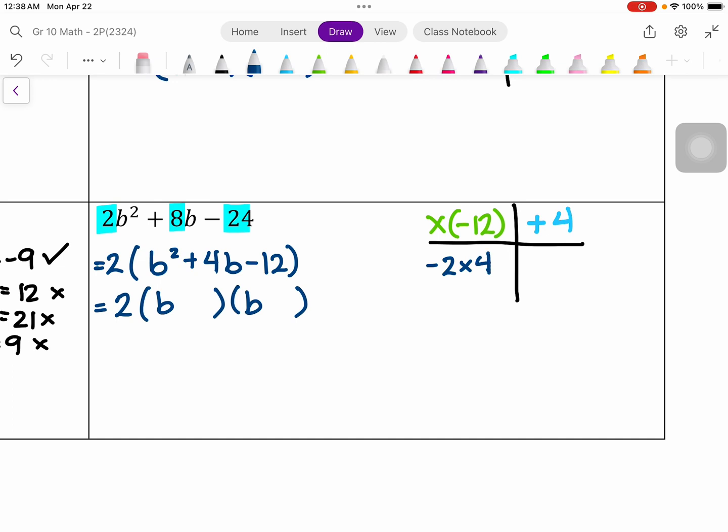Sorry, 6 is positive and 2 is negative. There we go. So then I have negative 2 plus 6, or 6 minus 2, and that's equal to a positive 4. So minus 2 and plus 6 are our factors. So b minus 2 and b plus 6.